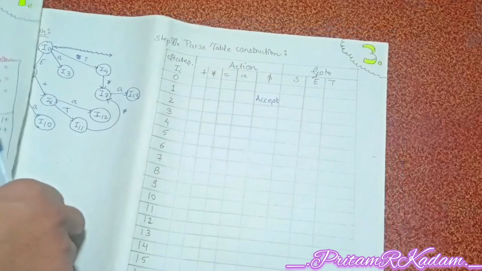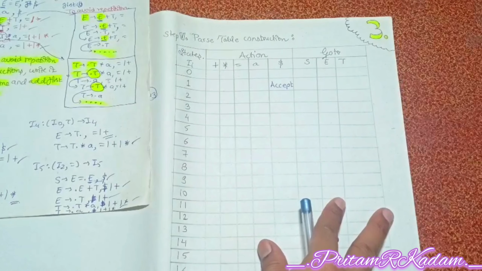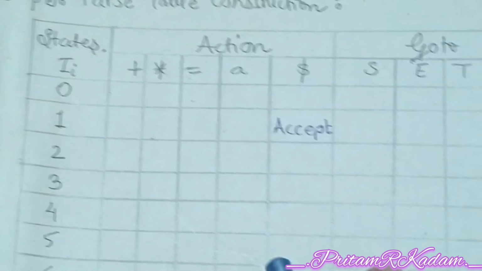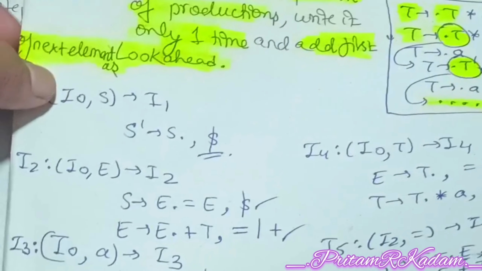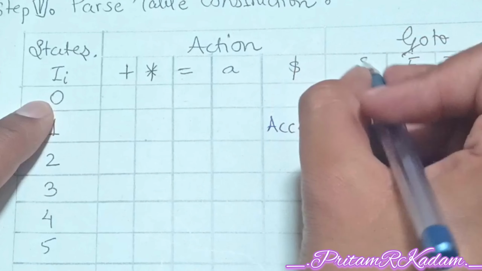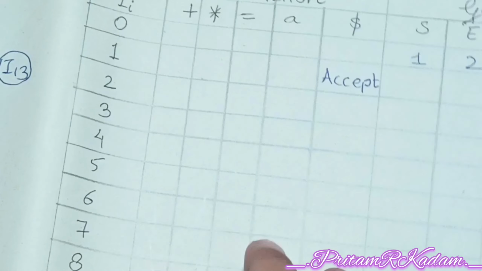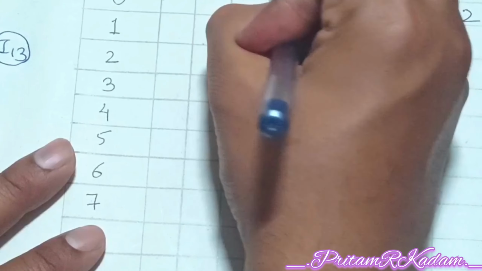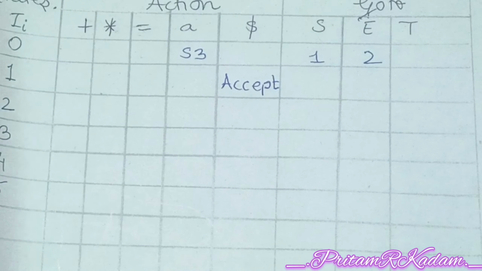Okay, now we just have to see by doing what we got which state, and under action we have to write the SI, where I is the number of state, and in the goto part we just have to write the I part, that is the number of the state. So I0 on S goes to 1, then I0 on E goes to 2, and I0 on small a goes to I3. So under small a I have to write S3. Okay, because under action we have to write it as SI.